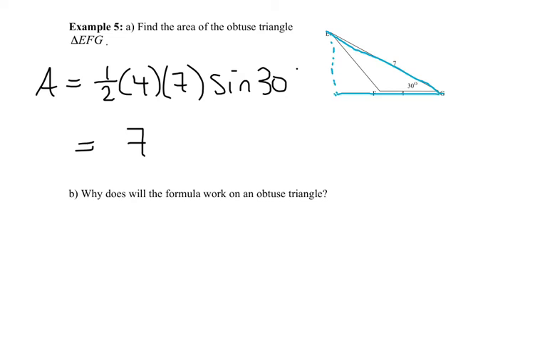So explain to yourself and write down an explanation for part B. Why does the formula work with an obtuse triangle?